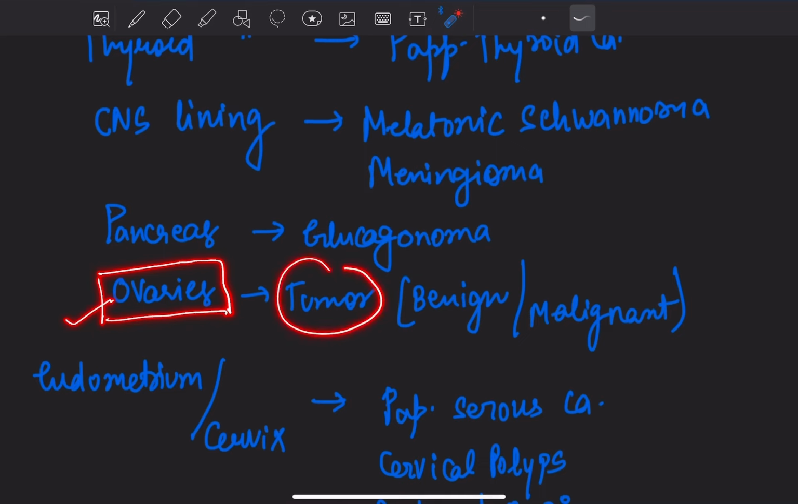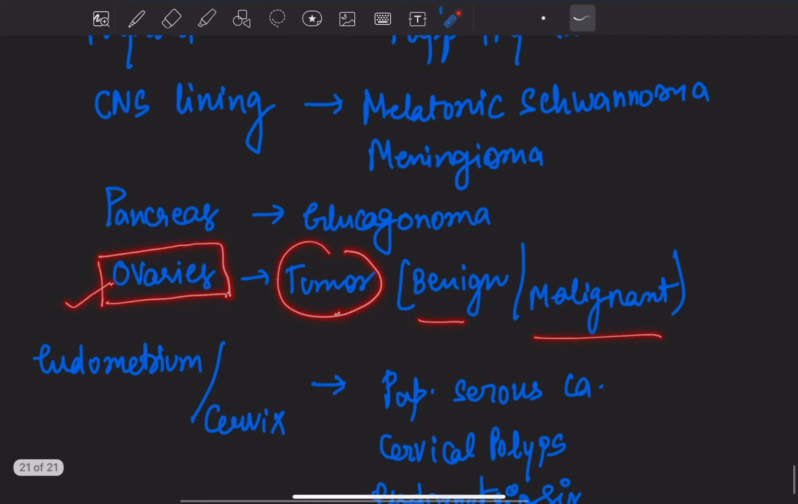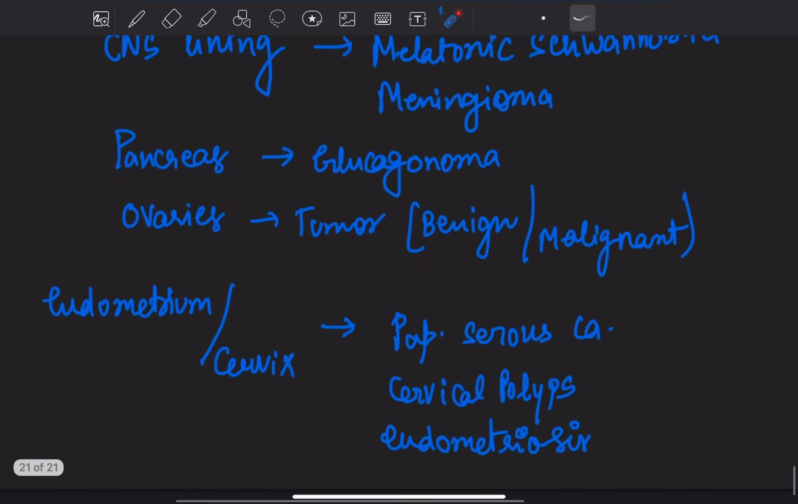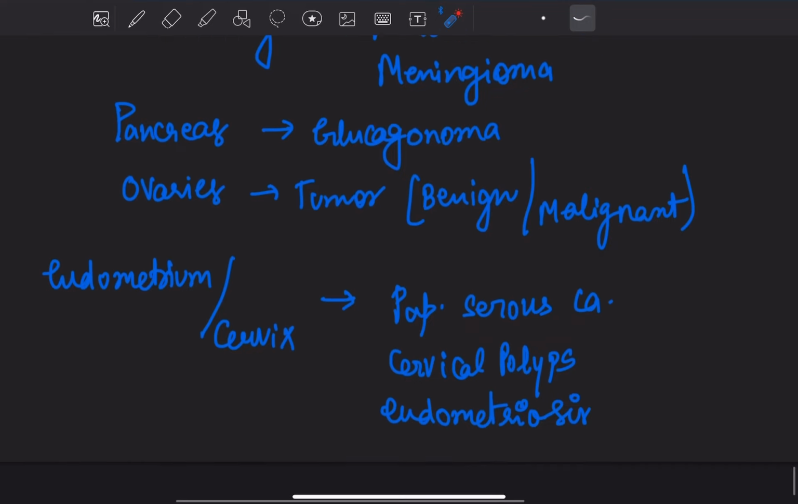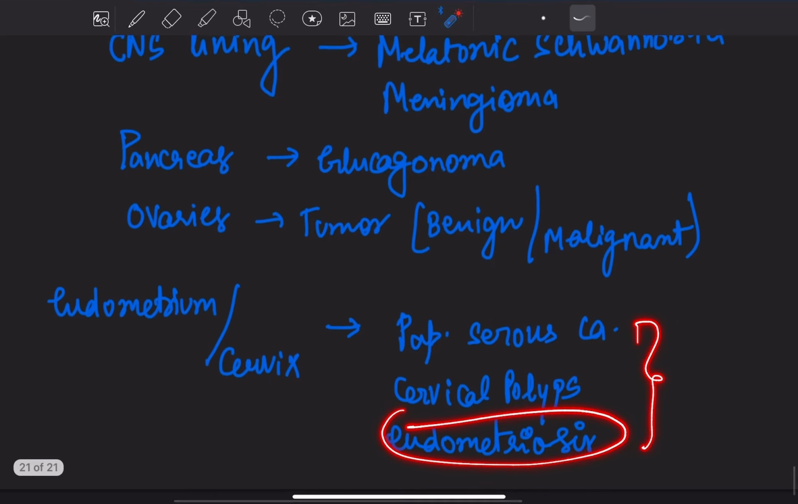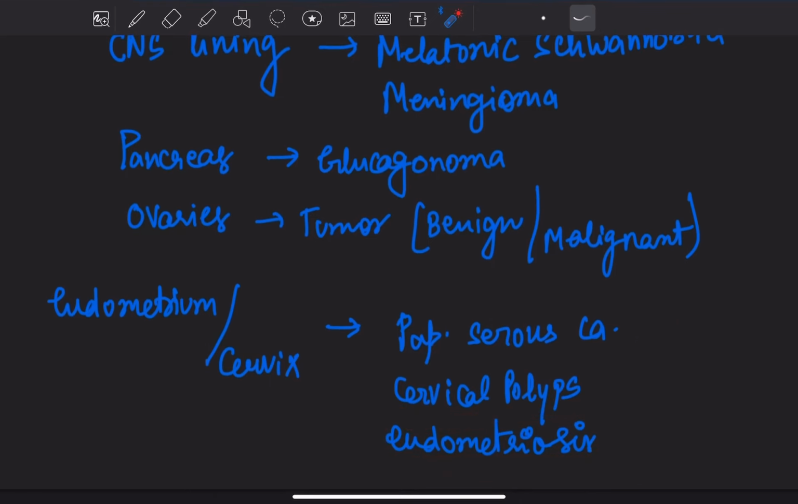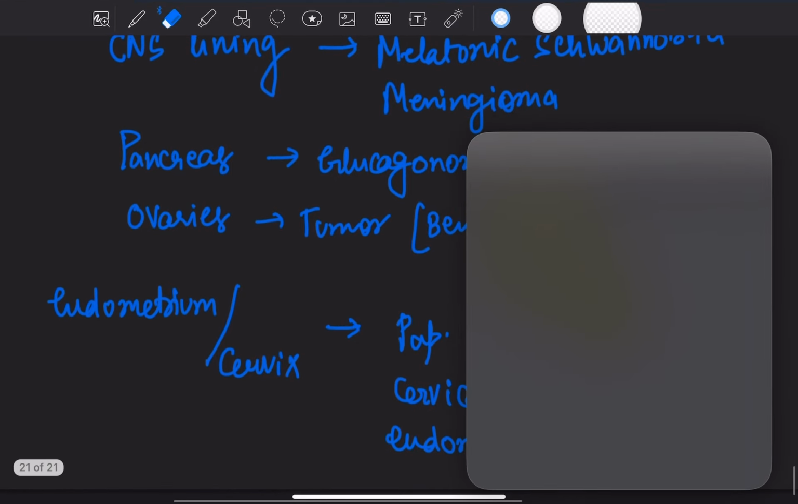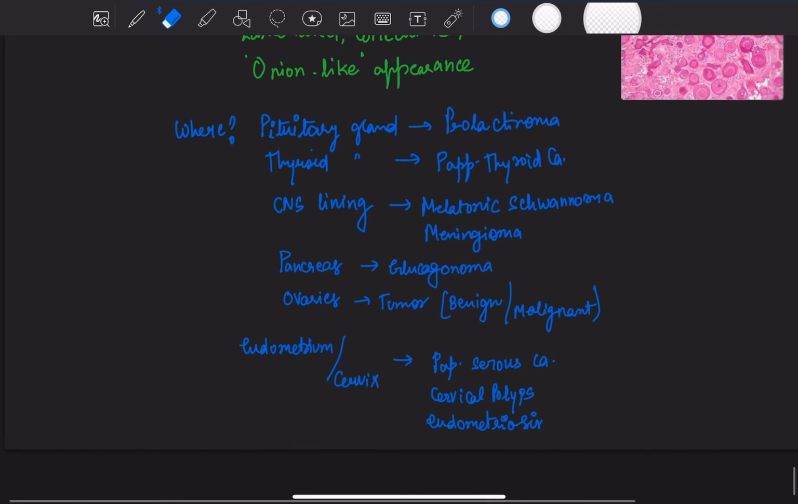Any kind of tumor, whether benign or malignant, can show the presence of Psammoma bodies in the histological slides of the ovaries. Along with that, we will learn about the endometrium and cervix when it comes to Psammoma bodies: papillary serous carcinoma of the endometrium or cervix, and cervical polyps. Along with that, endometriosis. So these three are also cases in which we find Psammoma bodies in the histological slide. So this is it for the video about Psammoma bodies, guys.